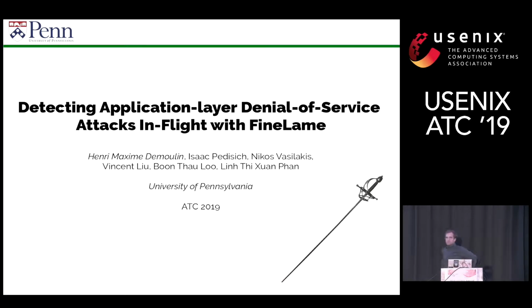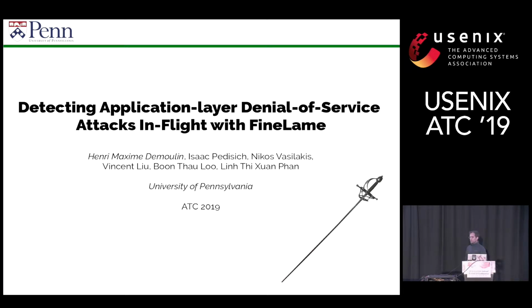So today I would like to talk about some work we've done at the University of Pennsylvania with my colleagues and mentors about detecting application layer denial of service attacks. So, quick recap on denial of service attacks. It's an important problem. It can be a major source of revenue loss, and it can also cripple our cyber-physical infrastructure when we need them.